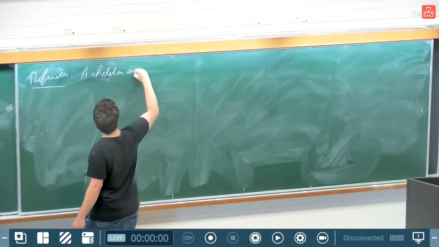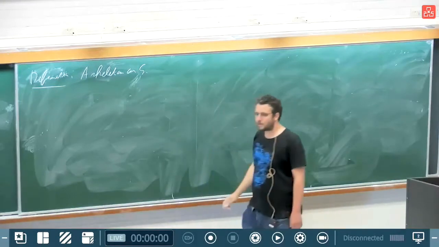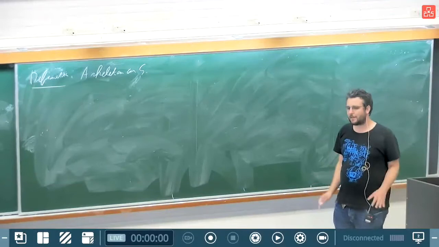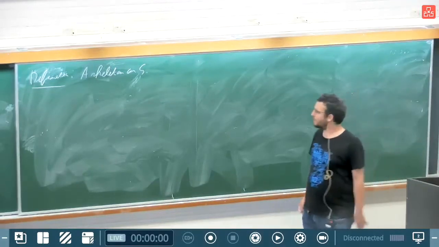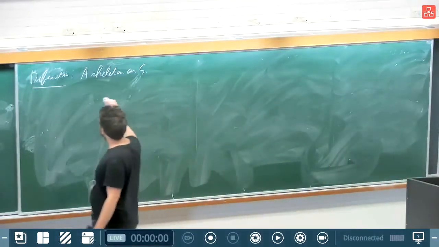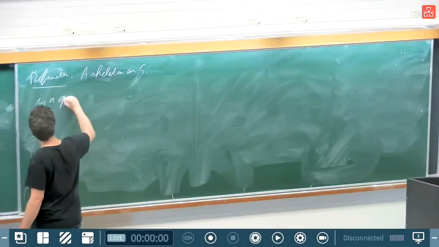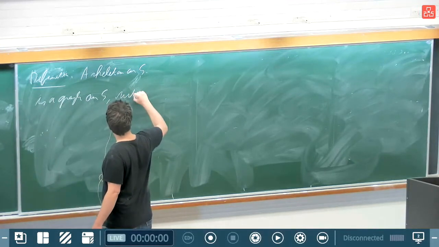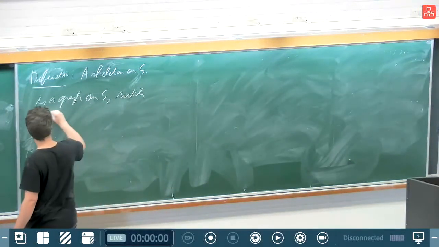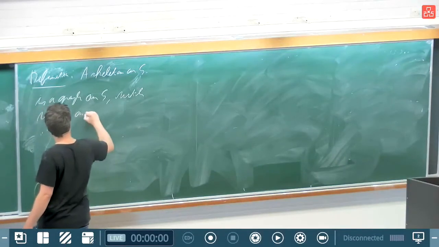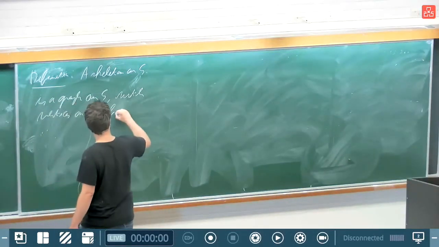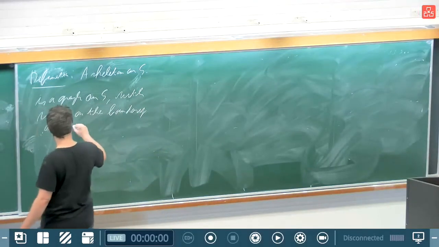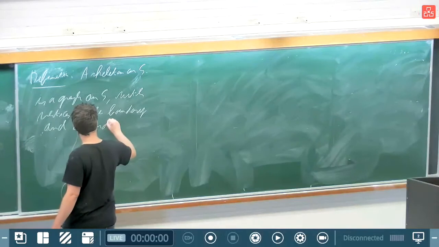A skeleton on some surface S. I'm not sure it's standard terminology, but it's almost the same as a fat graph, if you know what this is, or a ribbon graph, but not quite. So it is a graph on S with vertices on the boundary and an order of the edges at each vertex.